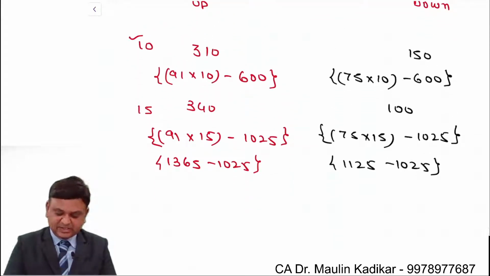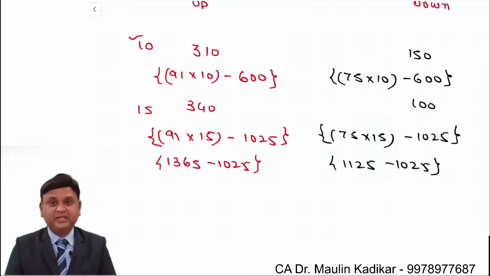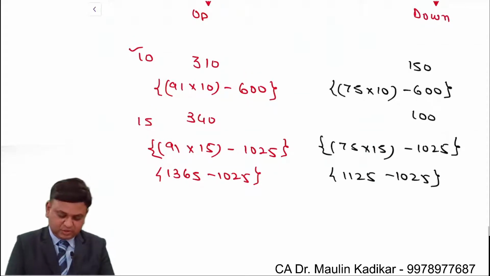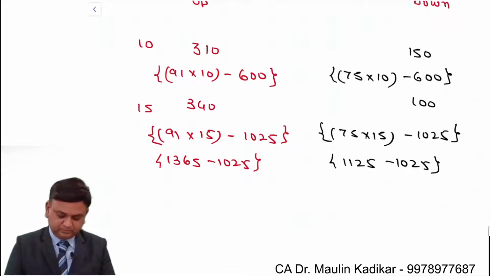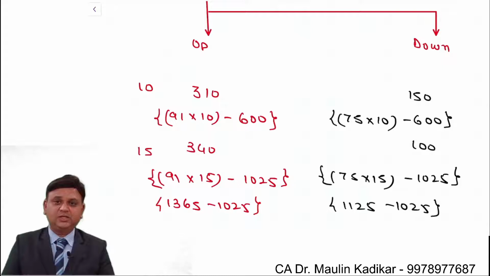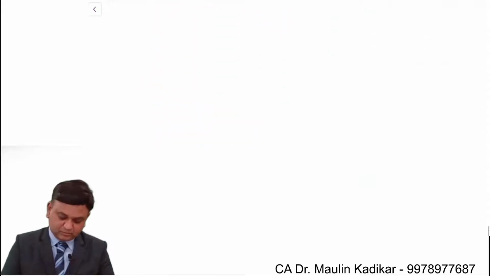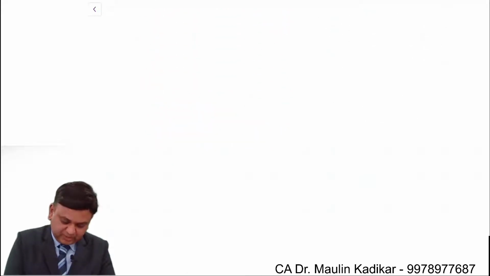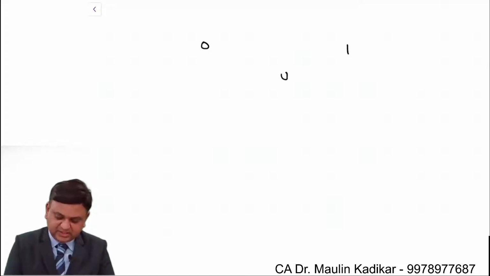So what happens if at all the price falls down, then in that case for 10 units, you will get 150 lakhs and for 15 units you will get 100 lakhs. So year 0, year 1, price increases, price decreases.